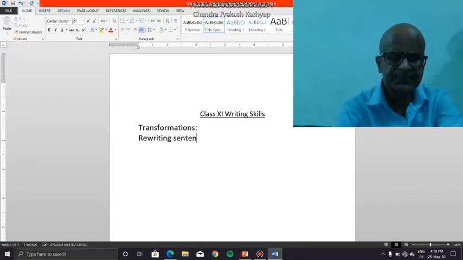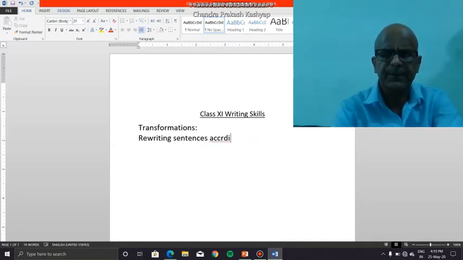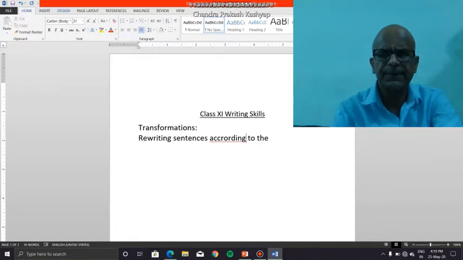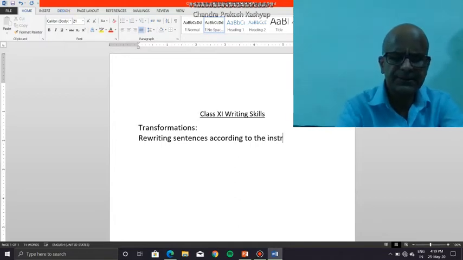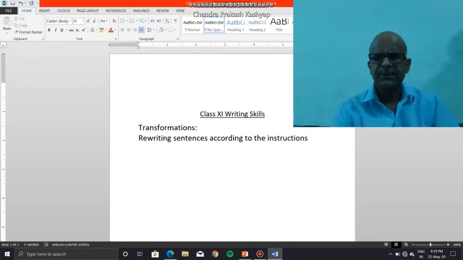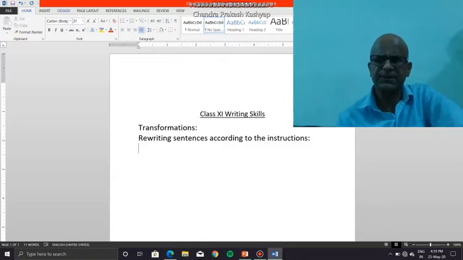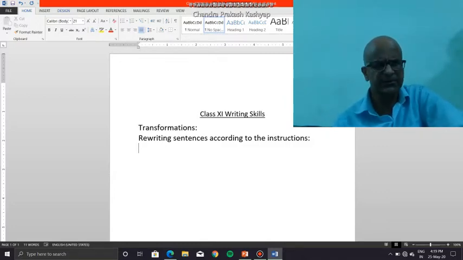rewriting sentences according to the instructions. Now, this basically teaches us different ways of expression, and all expressions are formal.